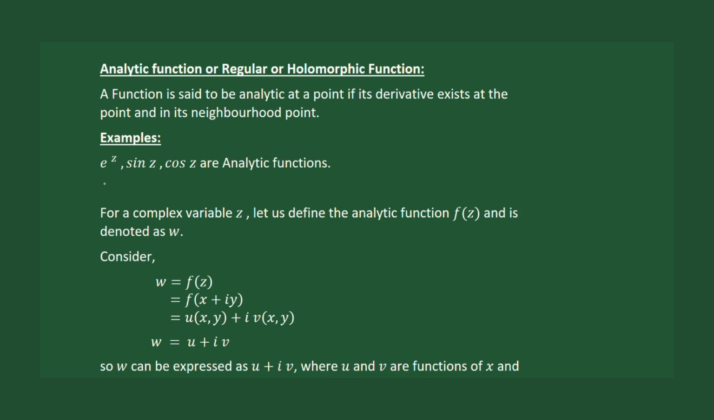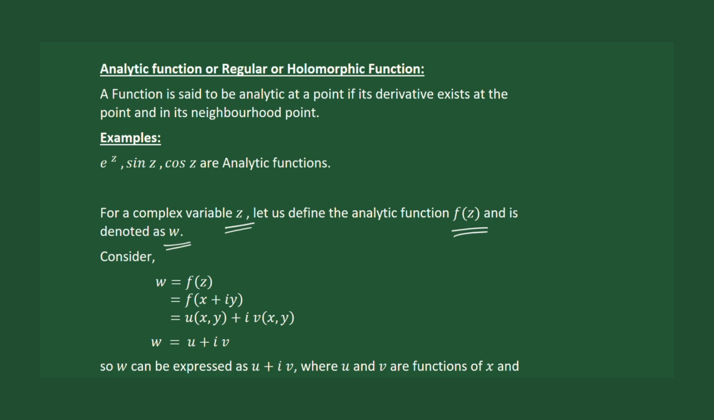Examples for analytic function are e power z, sin z, cos z. While talking about analytic function, here we are defining the function as f of z, function of z. Here, e power z, sin z, cos z, everything are functions of z. So in general, we can define an analytic function as a function of a complex variable. Let us take the variable z as a complex variable, so that the function f of z is an analytic function and it is denoted as w.